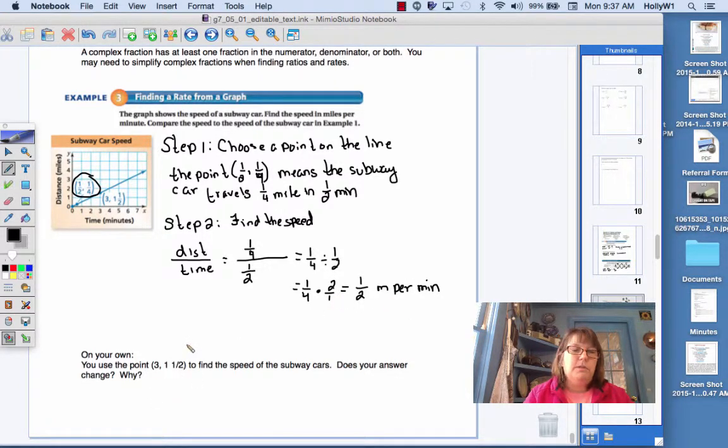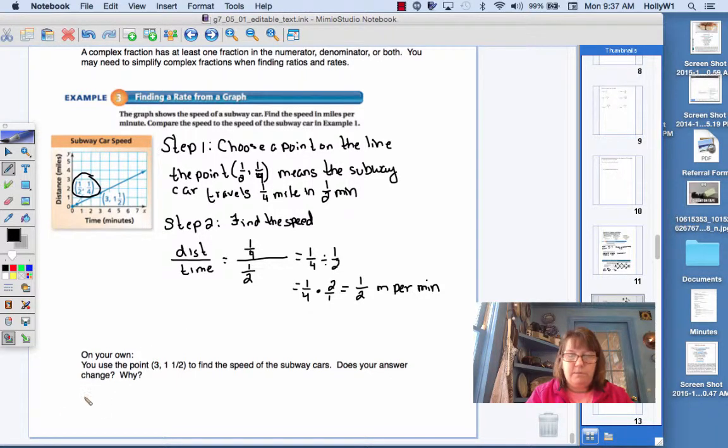So the on your own says use the point 3 and 1/2 to find the speed of the subway cars. Does your answer change? Why? Before you figure out what the speed is, think about whether or not the answer will change. And then tell me, then go and solve it, and then try to think about why that's true. So pause me and come back.